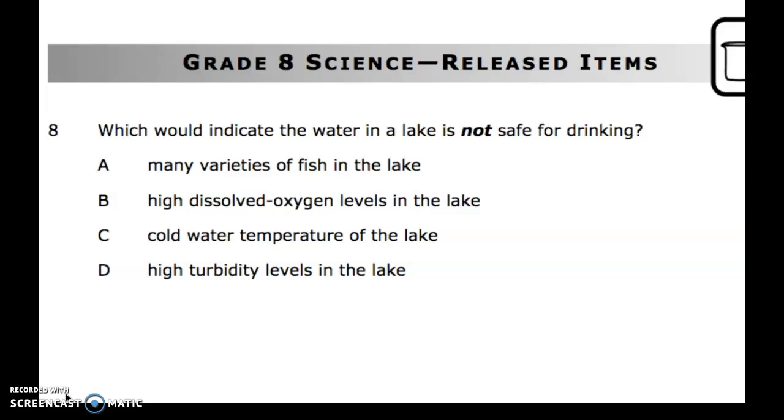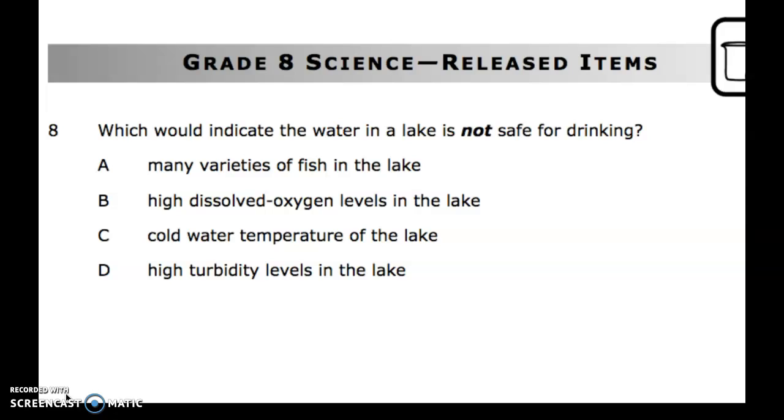B says high dissolved oxygen levels in the lake. That's not true either. We learned that high dissolved oxygen levels are good. That means that the lake is healthy, so we can cross that off. C, cold temperatures of the lake. We learned that the lower the temperature, generally the higher the dissolved oxygen. So that's not true. Dissolved oxygen is good. So we cross off C and we're left with D.